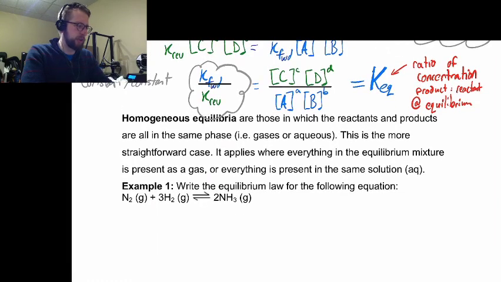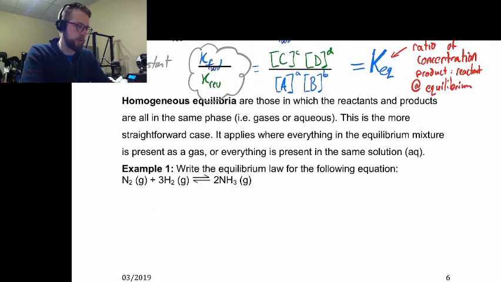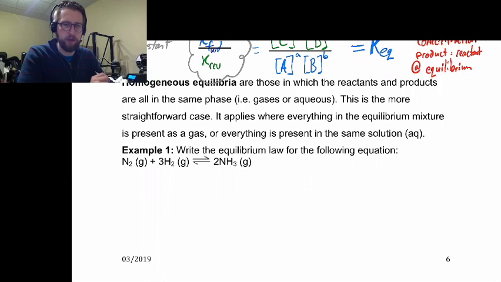So homogeneous equilibria are those in which the reactants and products are all in the same phase. This is the more straightforward case. So this is almost all the time that we're going to do these kind of problems. We're going to probably deal with homogeneous equilibria. It applies where everything in the equilibrium mixture is in the gas phase, or everything is present in the aqueous phase, the dissolved phase. And so those reactions will just be straightforward.